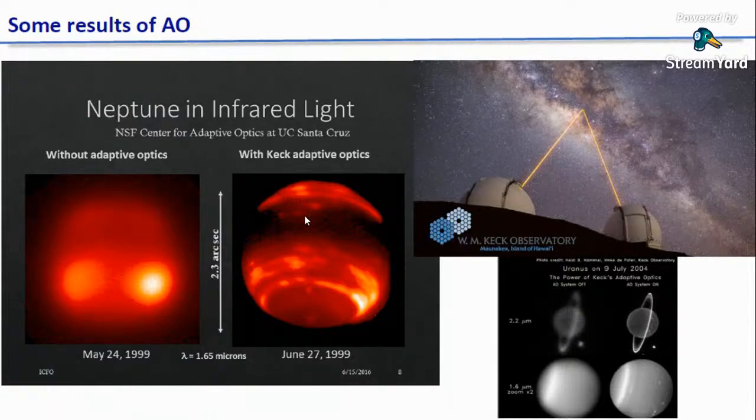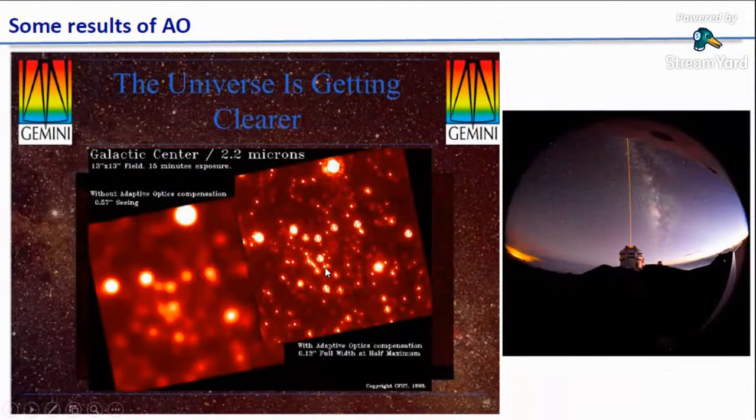And another example, this is the galactic center, the center of the galaxy. Without adaptive optics, we can't see much of the details. That is not a resolved image, that's a blurry image. But with adaptive optics, we can see a pretty much clear image as compared to that which was without adaptive optics. And this is an image of the Gemini telescope. Again, the sodium laser is being fired out. Gemini is also at Mauna Kea.